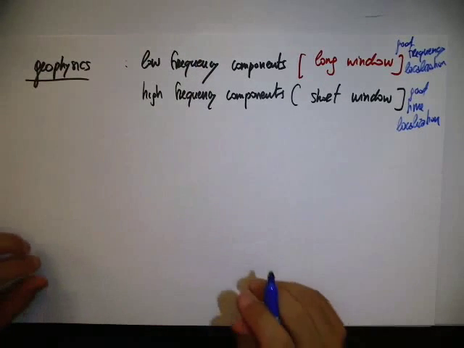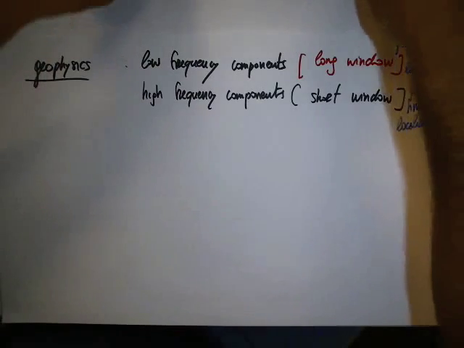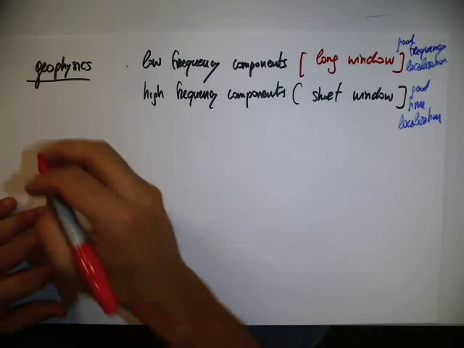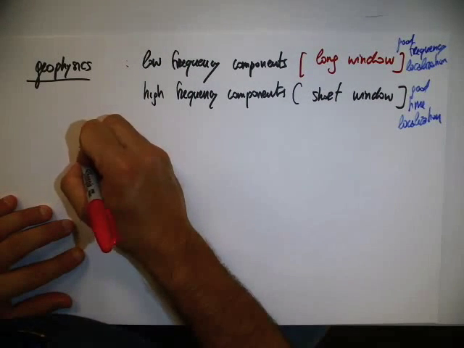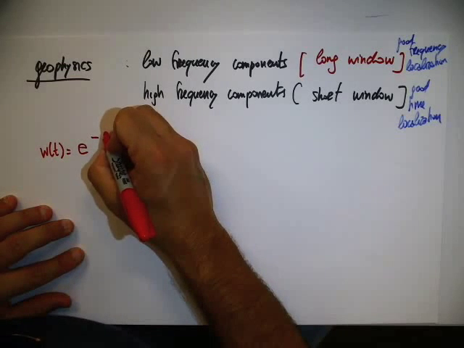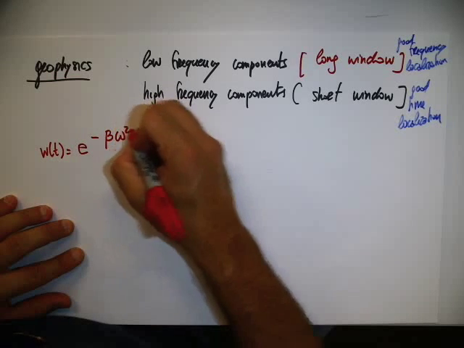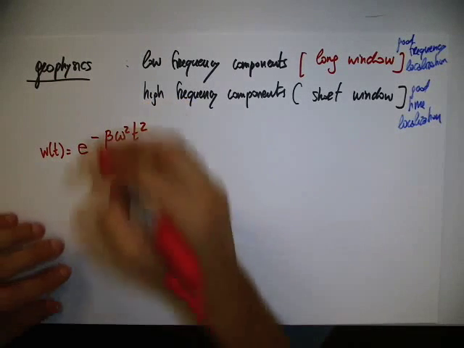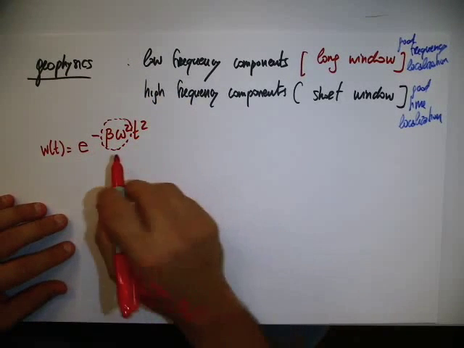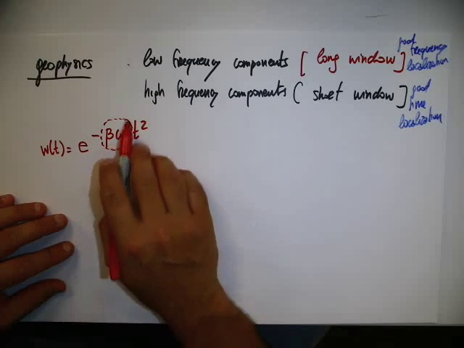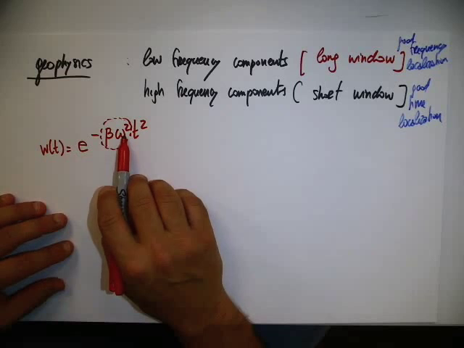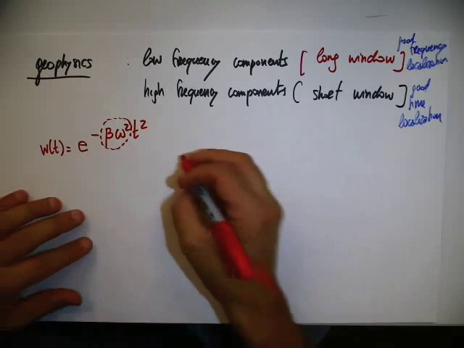And this is a good compromise that can be easily attained by simply choosing a window w(t) of this form, e to the minus beta omega square t square. So it's still an exponential window, but now the parameter here, which previously was alpha, now depends upon the frequency.